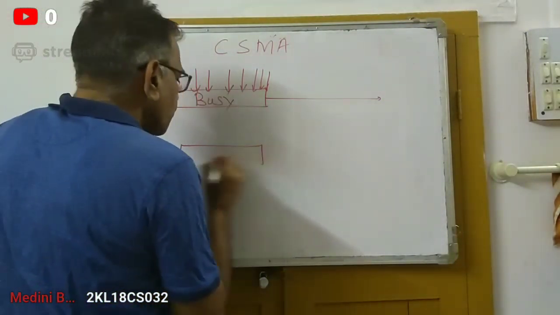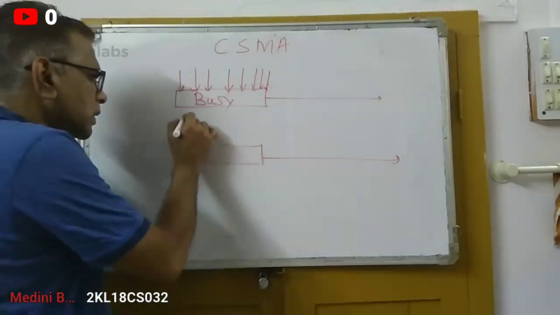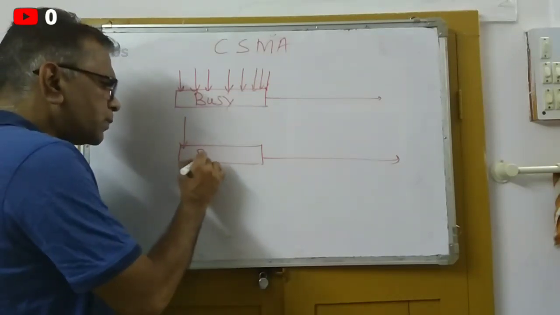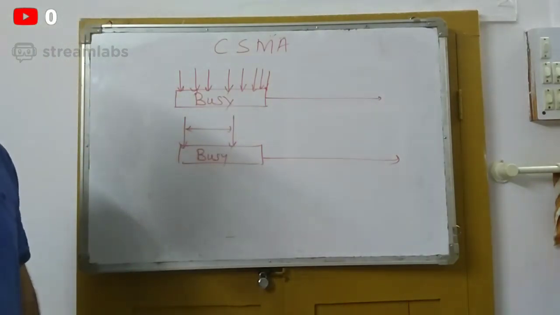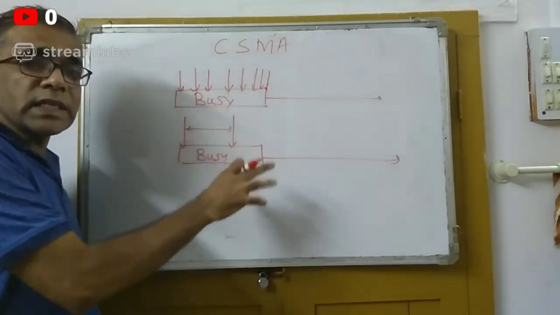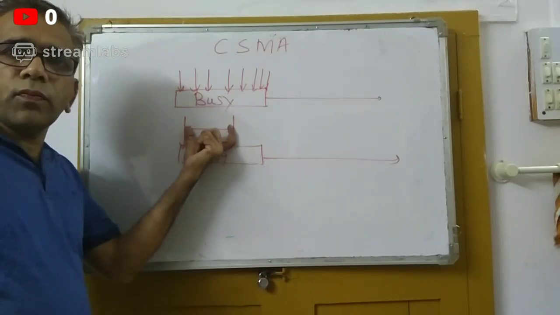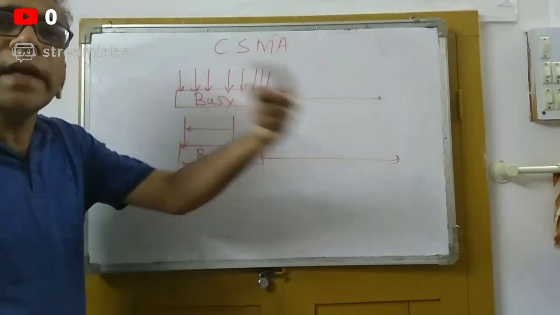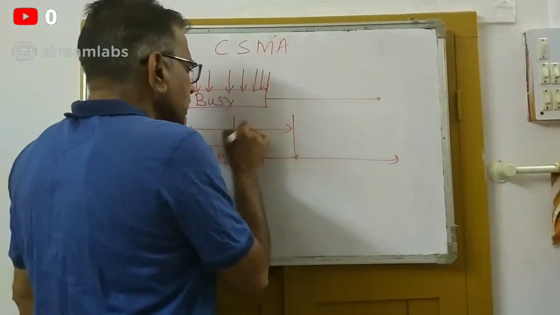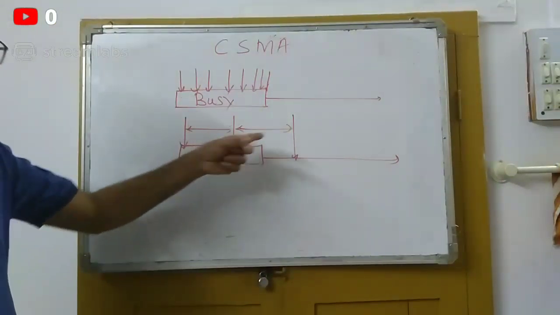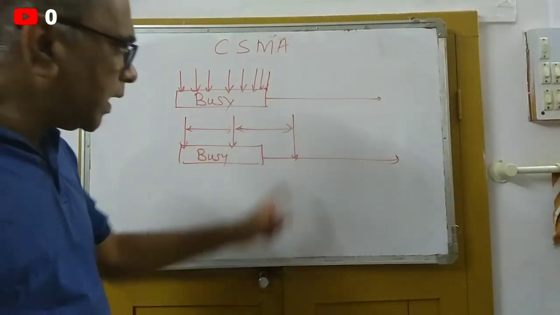The non-persistent technique is slightly different. The station senses the medium. If the medium is busy, it will back off and wait for some random amount of time. It is not continuously sensing the medium, it is not that greedy. The moment it notices the medium is busy, it backs off and waits for a random amount of time. Again it tries its luck. If the medium is still busy, again the same procedure of backing off for a random time, then sense the medium. If the medium is free, transmit.